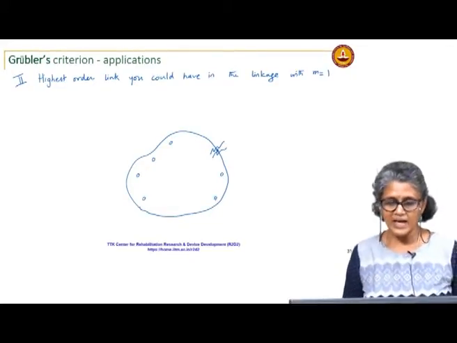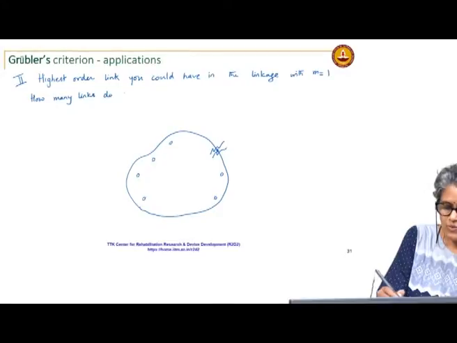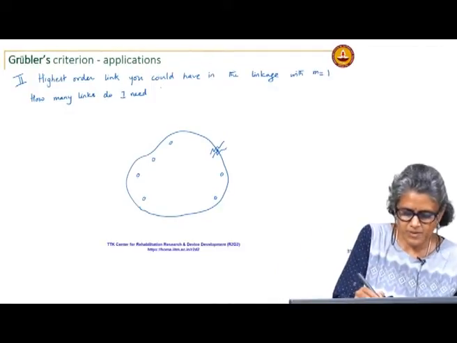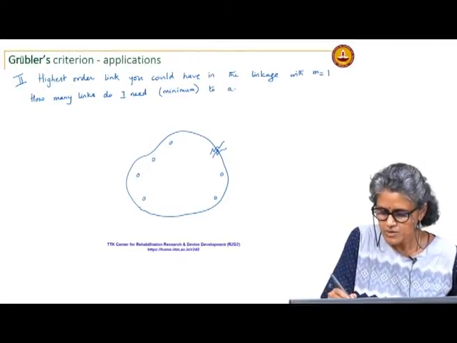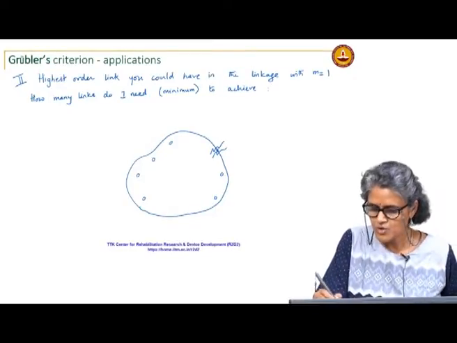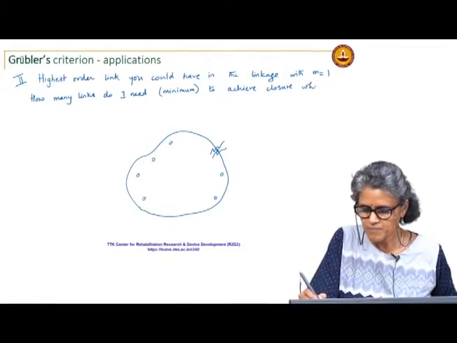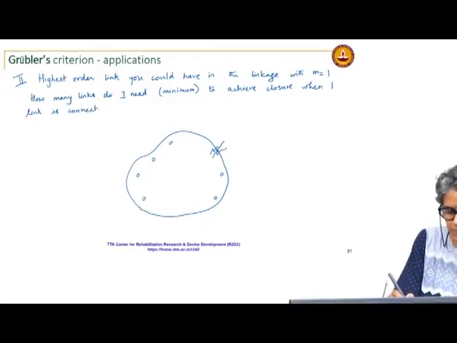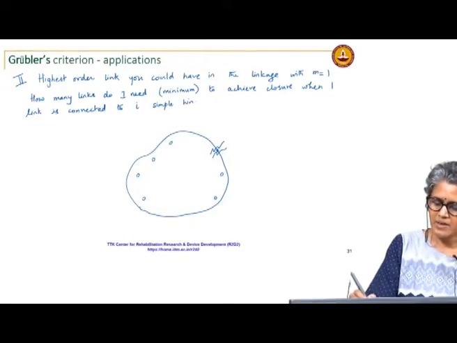Okay. So, let us say I have a link with I nodes. So, I want to find out how many links do I need, minimum number, to achieve closure when one link is connected to I simple hinge joints.